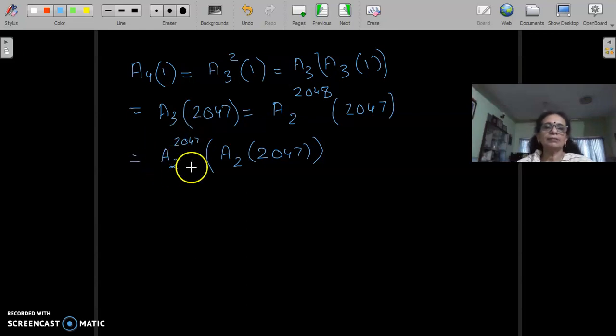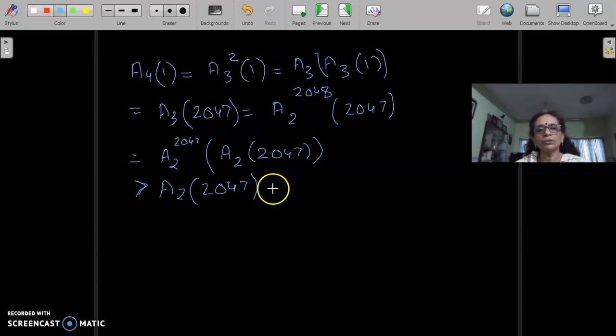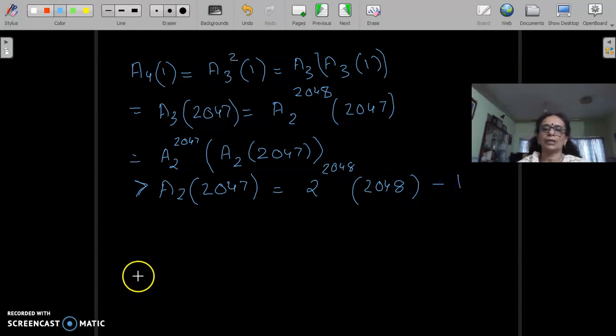So let us leave this big part aside by taking the greater than sign, because this itself is enough to overwhelm us. So we have this greater than A(2, 2047), and this greater than is a real understatement because this is much greater than that. Now, what is this equal to? This is the same as 2 raised to 2048 minus 1. See, how big is that exactly?